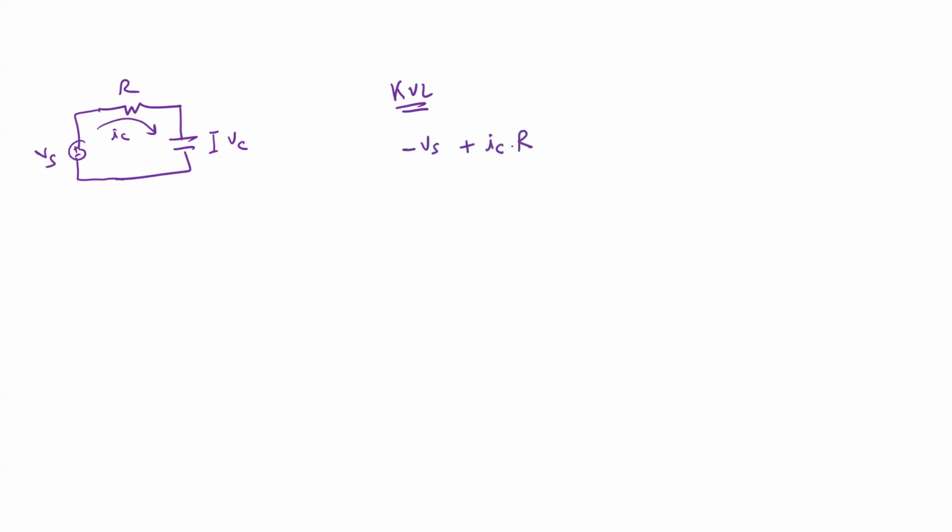Given a circuit like this one here, R and C, and then we have here VS, and we have here IC. This is the current. And then we have the voltage here, VC. I want to write an equation for this one. I can simply use Kirchhoff's voltage law. Okay, let's write the equation. If you write Kirchhoff's voltage law: negative VS plus IC R plus VC is equal to 0.